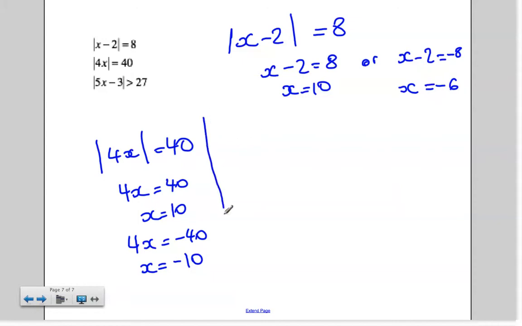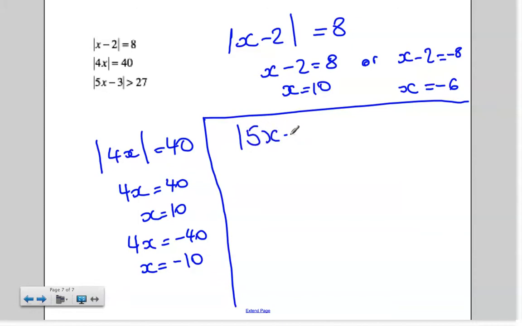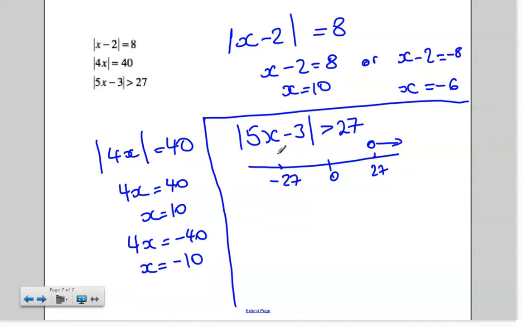Finally, I'm just going to separate that out so it doesn't get confusing. We've got 5x minus 3, absolute value of that is greater than 27. So we want things that are more than 27 units away from the origin. I need to draw this every time. If you can do it without it, that's fine. So anything above there or anything below there.